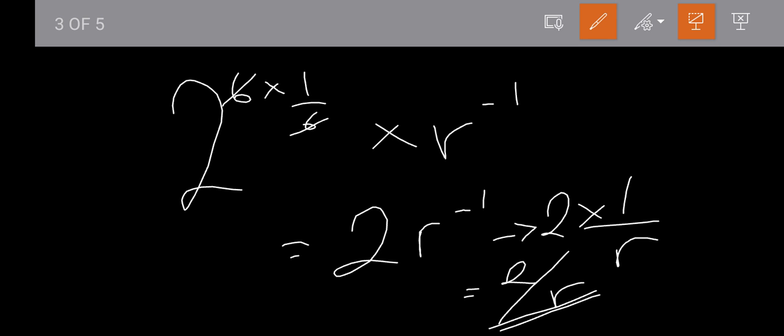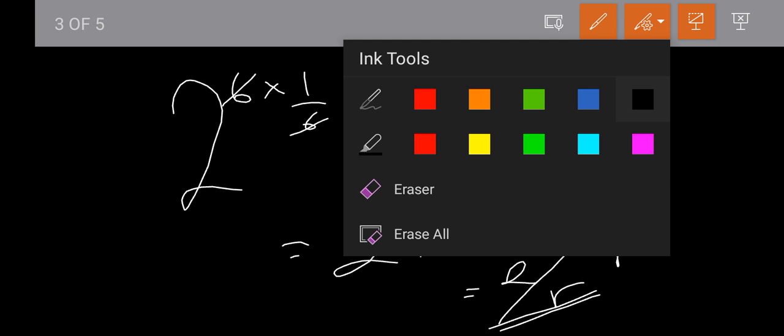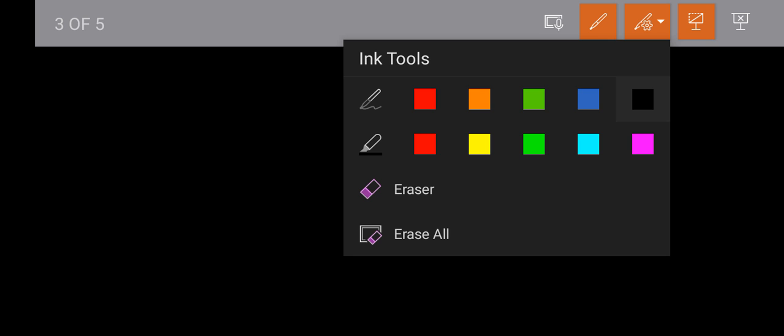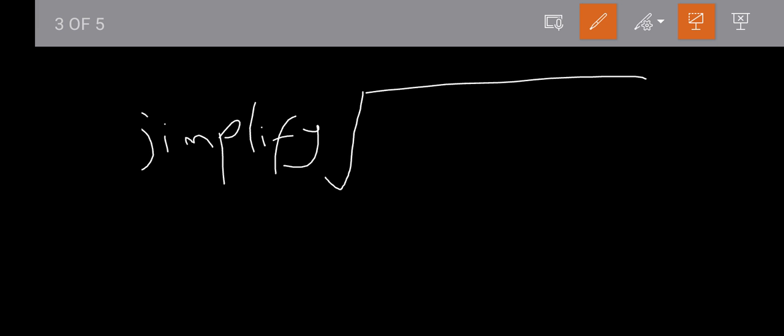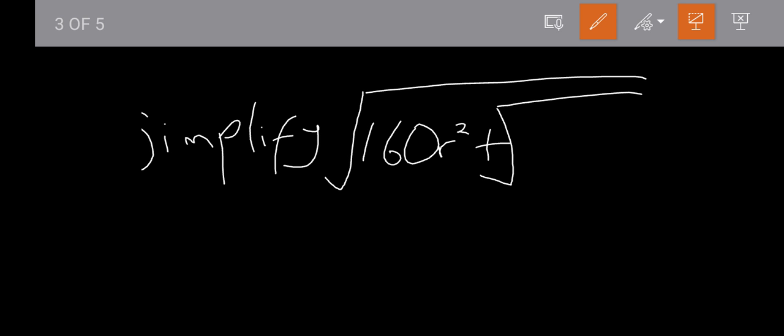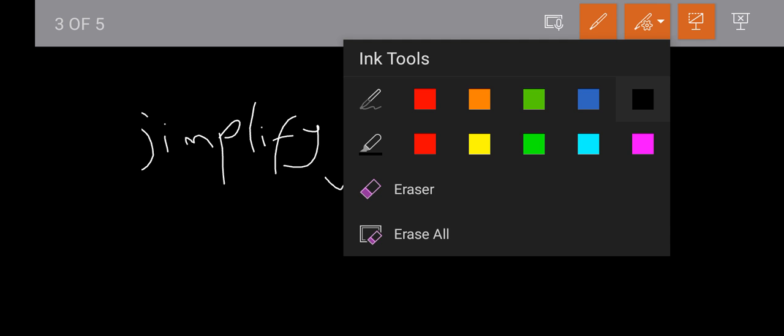Let's take another example. We are asked to simplify root of 160 r squared plus root of 71 r raised to power 4 plus, let's put this downwards.